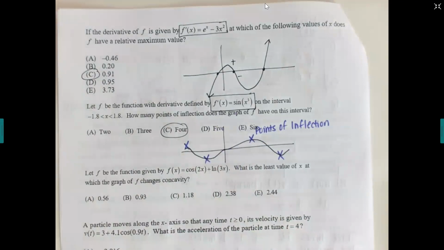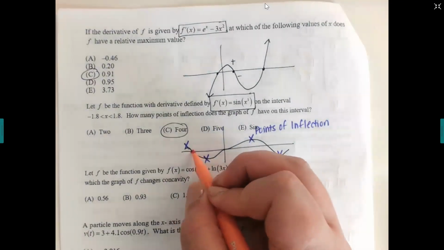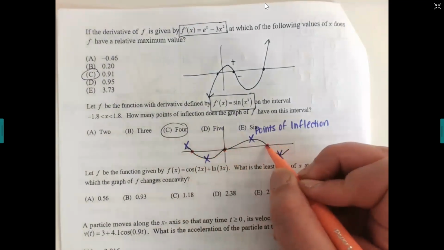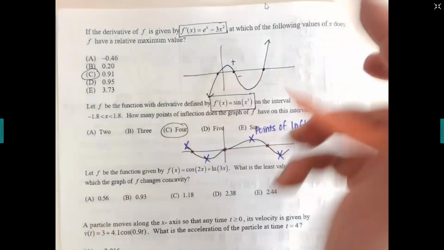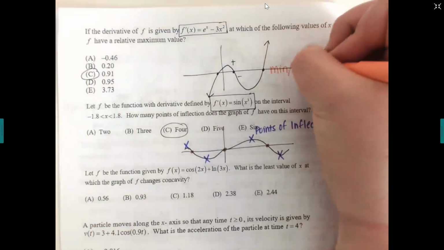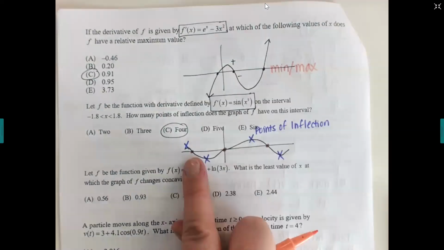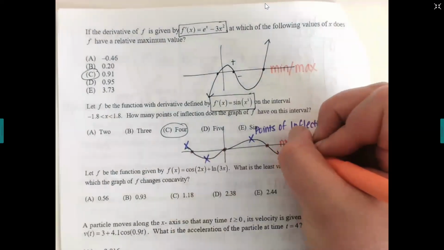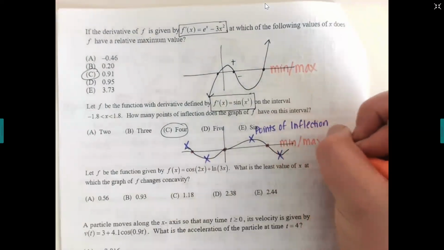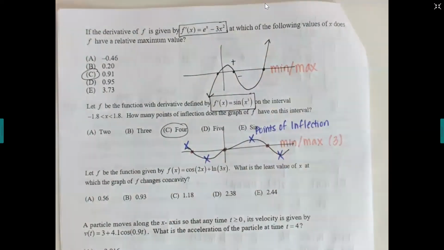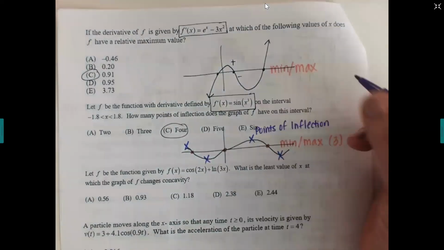Then where do I find the relative extrema, like the mins and maxes? Where are those points? Along the x-axis. Those would be your mins and maxes, just like we did last time, remember? These are the mins and maxes along the x-axis. So one, two, three. For my mins and maxes, I would have three. And for points of inflection, I would have four.